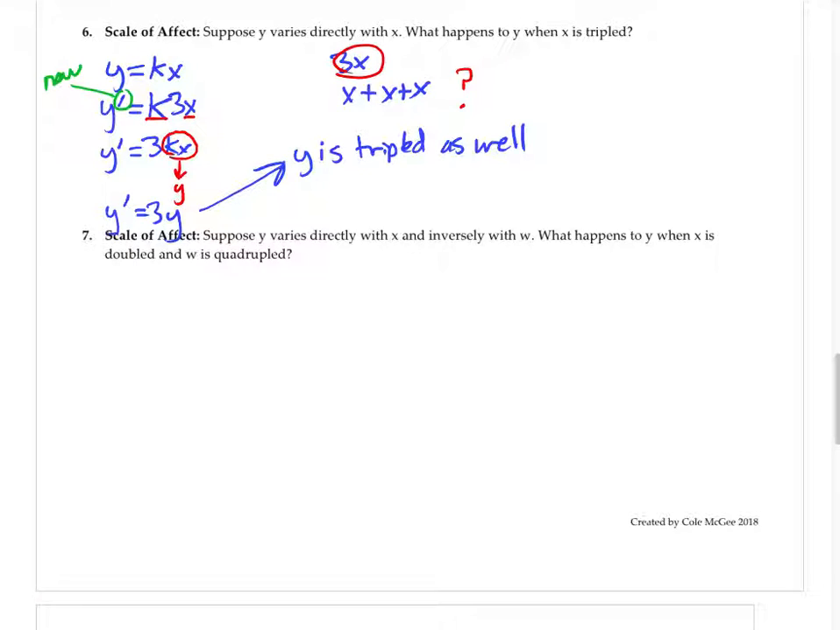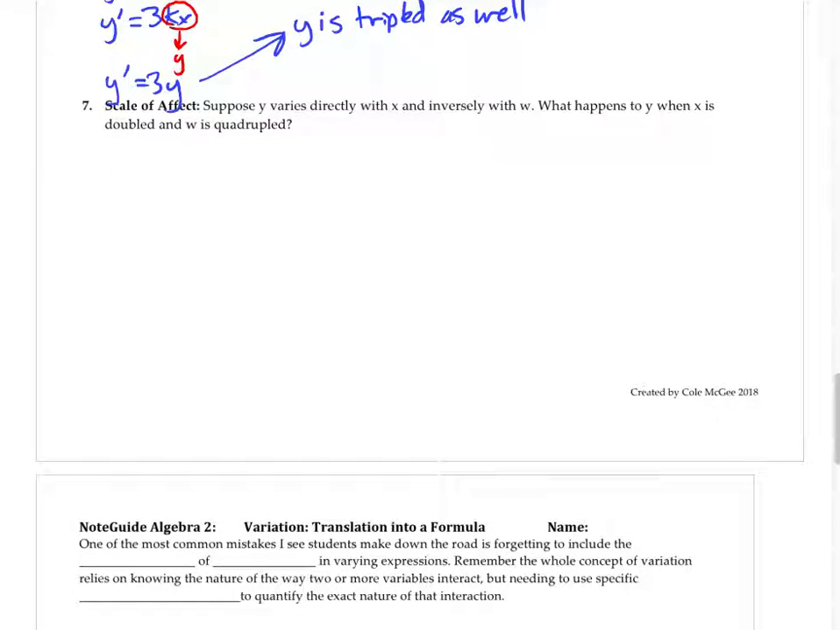Let's do one more of these, and it'd be a good idea once again to pause the video and try this out on your own right now, if you can. So this time, suppose y varies directly with x and inversely with w. So let's write it down. Okay, directly with x again, just multiplied, inversely with w, so we'll divide that. And this time x is being doubled, and w is being quadrupled. So the new y is going to be when we double x and quadruple w.